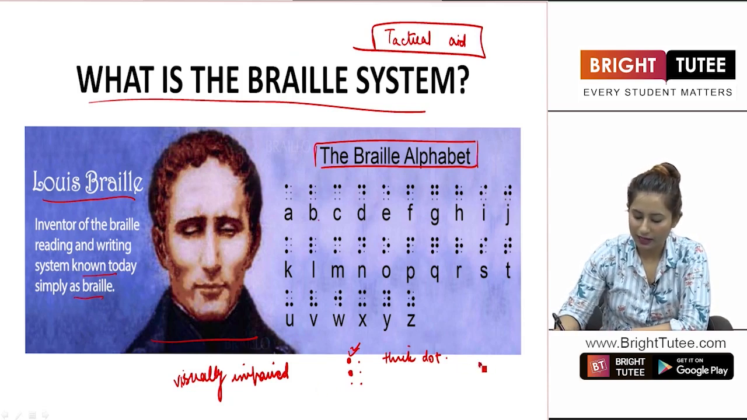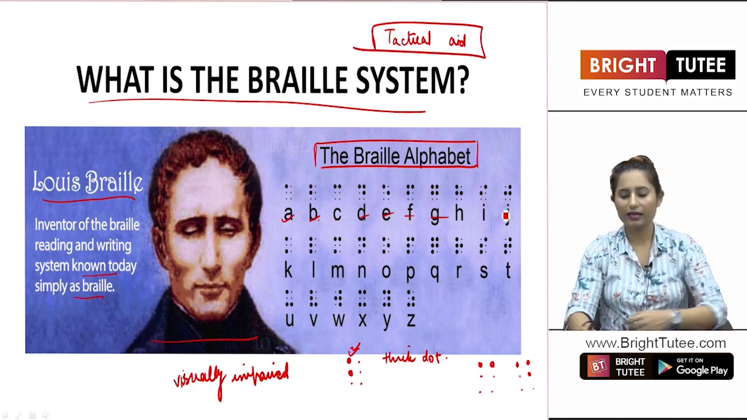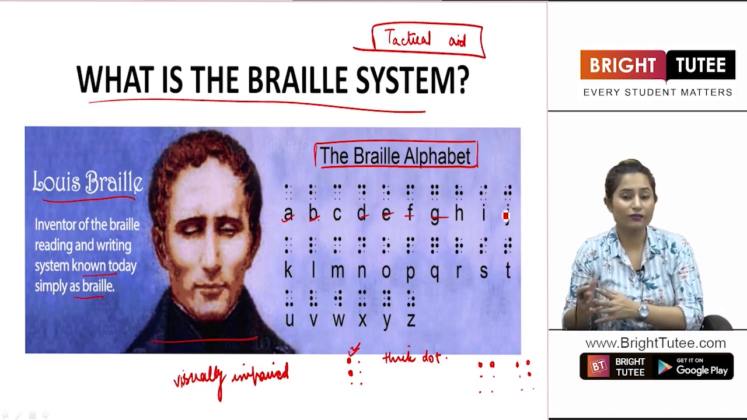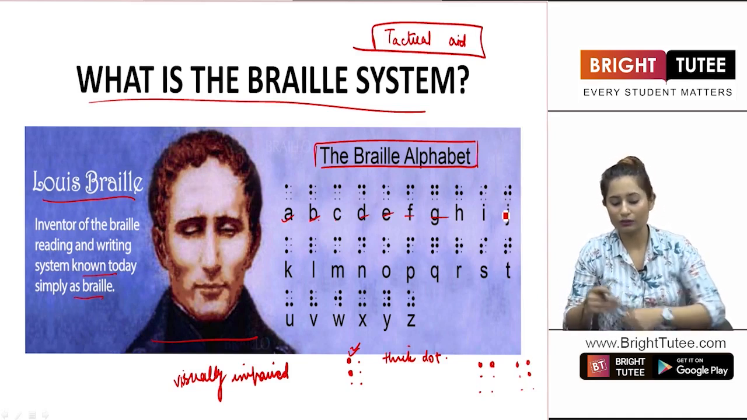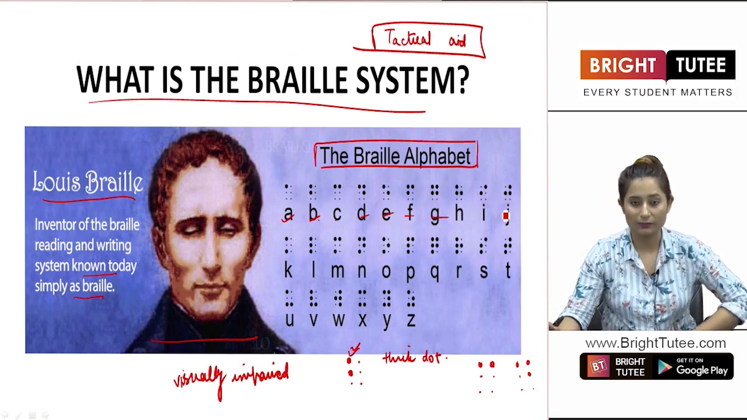Then for C we have this structure. Then for D we have this structure. Then for E you can see the different structures for every alphabet. Now they are different for each and every alphabet, hence it makes it easier for the person to read or write, because now they have their own writing structure for alphabets.